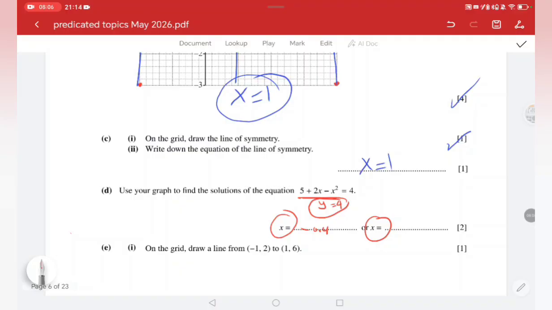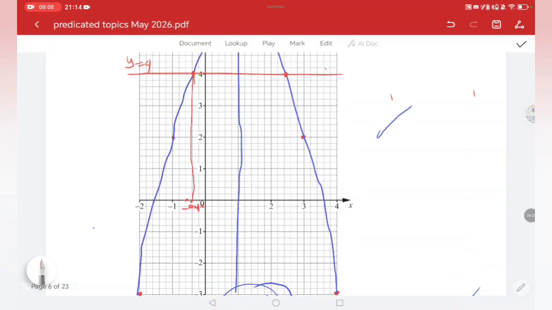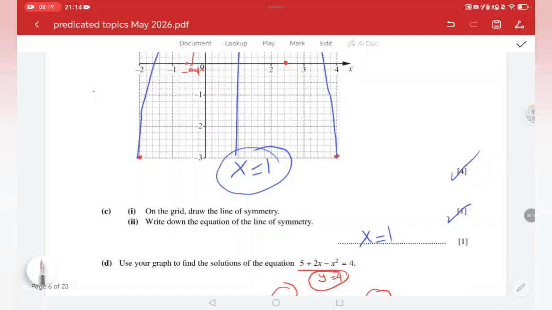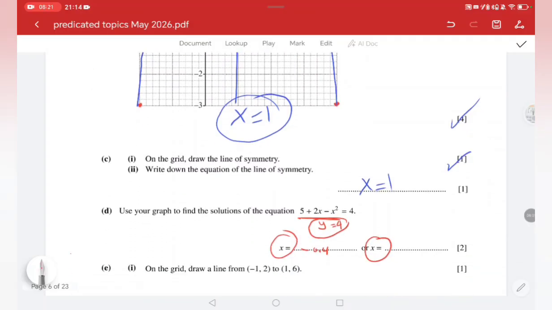Okay, what about the second one? The second point is this one, which is almost here. So it's approximately 2.5. So maybe 2.3, 2.4, 2.5. Let's make it 2.4 for now.